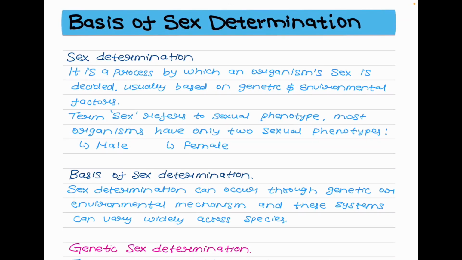Did you know that in some species, the temperature at which an egg develops determines whether it hatches as male or female? Sex determination is the foundation of life's diversity. But how does biology decide whether an organism becomes male, female, or even something in between?